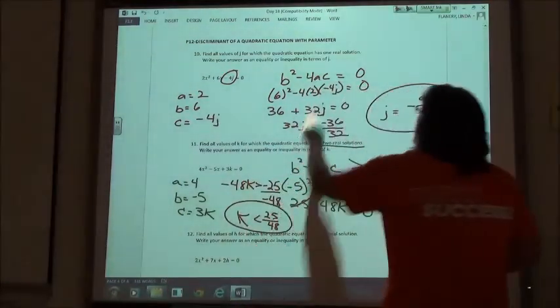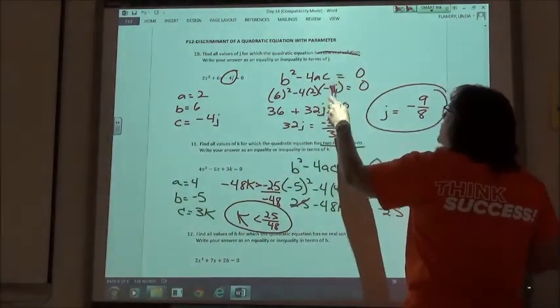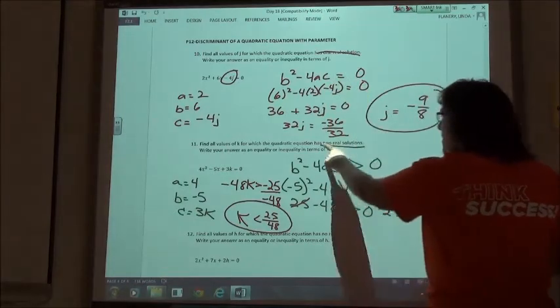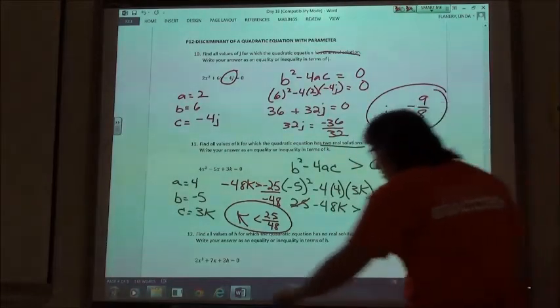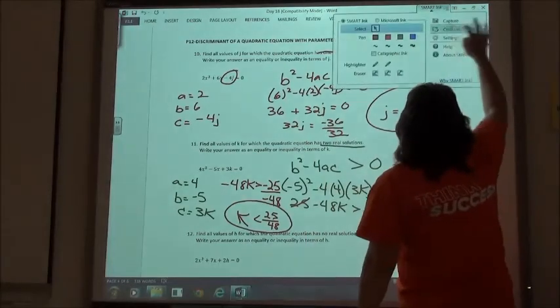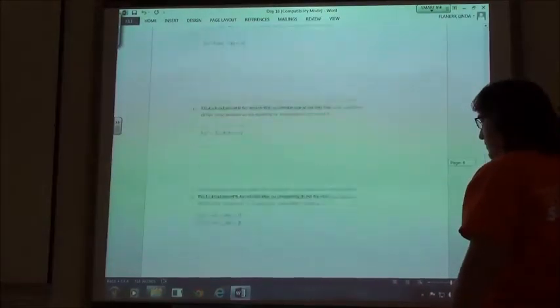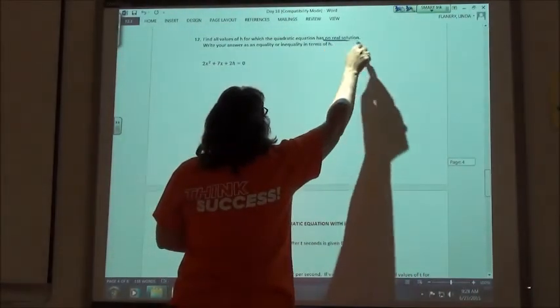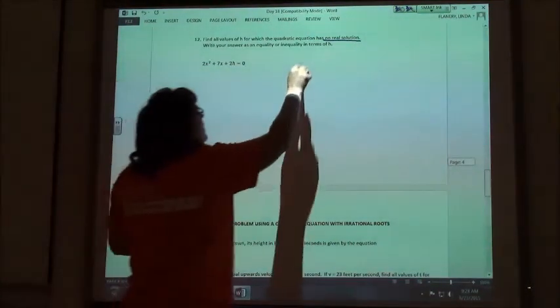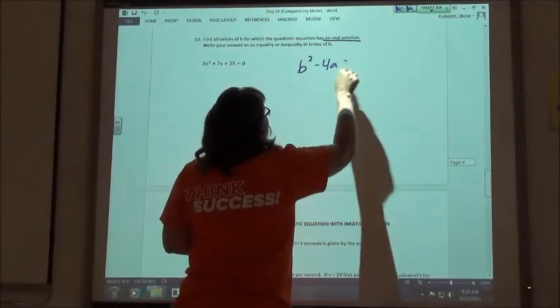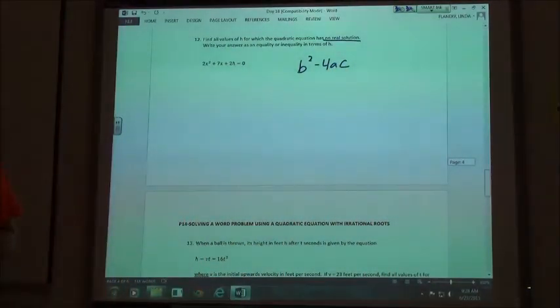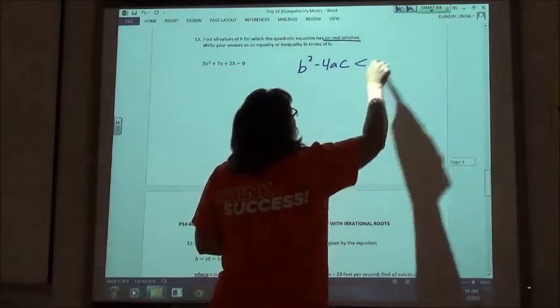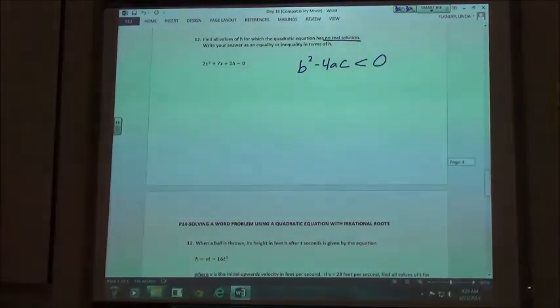So we had one where it said one real solution, where we said it equal to 0. Two real solutions, we said greater than 0. The third one, it's going to say no solution. So number 12, if I'm finding the value of h for which the quadratic equation has no solution, then the b squared minus 4ac would have to be a negative number, so would have to be less than 0. So those are the three ways you're going to have to see those to set those up.